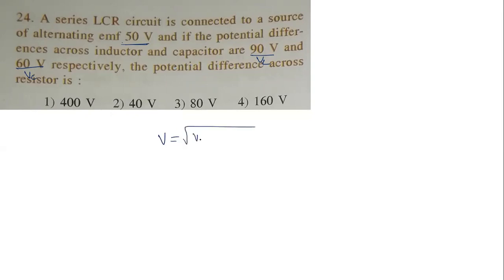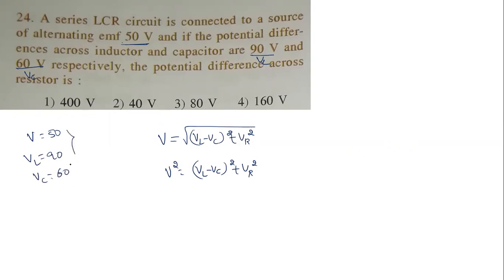The potential drop across the alternating source is given by what now? Square root of VL minus VC whole square plus VR square. Okay, this is the formula; we want to insert the values now. Here I'm going to take V square is equal to VL minus VC whole square plus VR square. Given now V equal to 50, VL equal to 90 and VC equal to 60. Insert these values and find the VR. So I'm leaving this question to you people, using this relation.